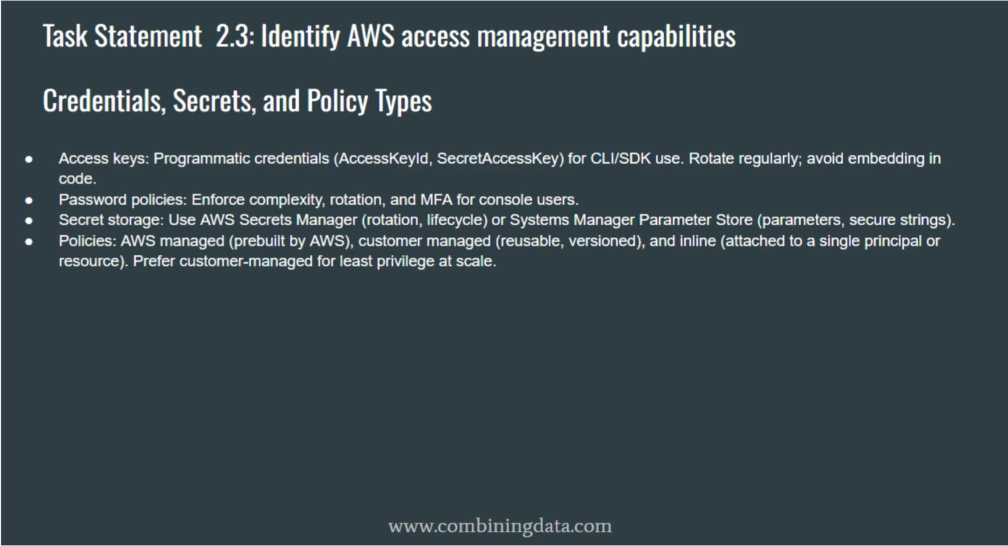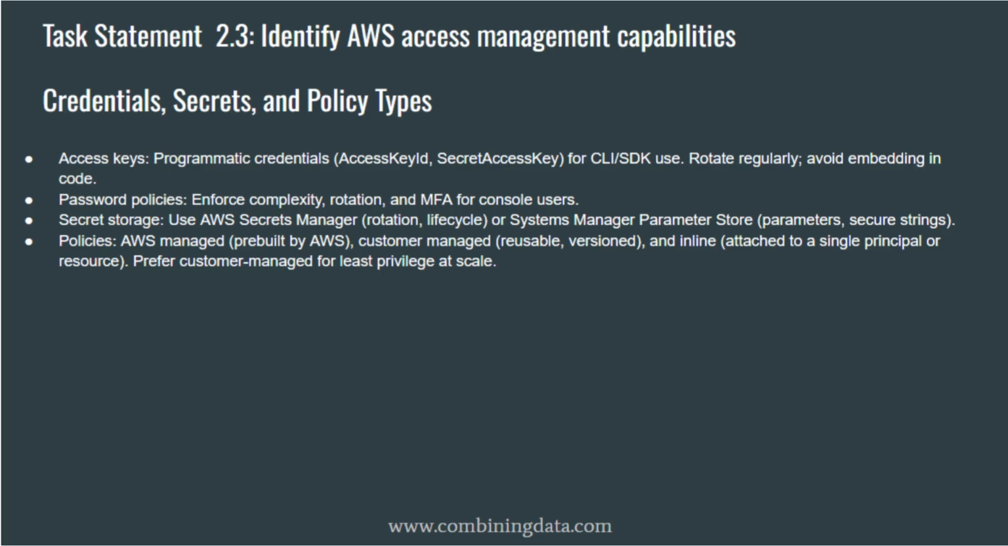For programmatic access, AWS uses access keys, which consist of an access key ID and a secret access key. These are commonly used by the AWS CLI, SDKs, and automation tools. Because access keys grant direct access to AWS APIs, they are extremely sensitive. Best practice is to rotate them regularly, never hard-code them into source code, and, whenever possible, avoid long-term access keys entirely by using IAM roles with temporary credentials.